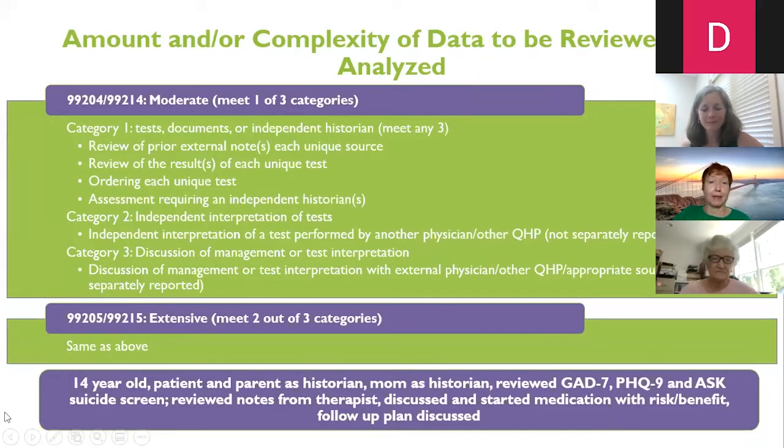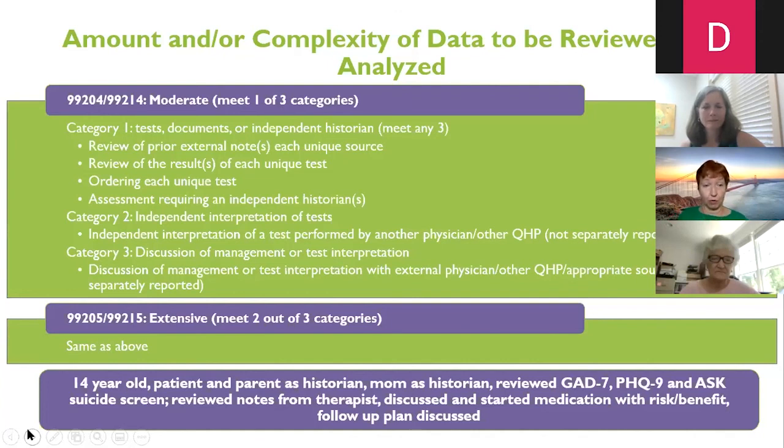So if you think about the amount or the complexity of the data to be reviewed, when you look at your 99214 in moderate, it meets one of these three categories. But your 99215 is going to meet two out of these three categories. So if you're reviewing screens, you're reviewing messages from a therapist, you're talking with your care manager about what's going on with this particular patient. If you are discussing management, if you're talking about medication, you will very likely make these visits a 99215. They will meet that high medical decision making.